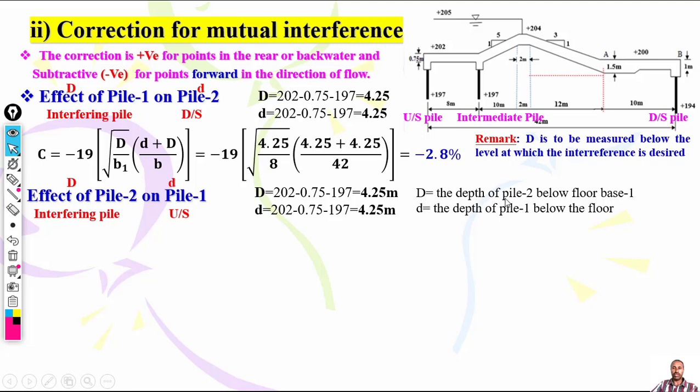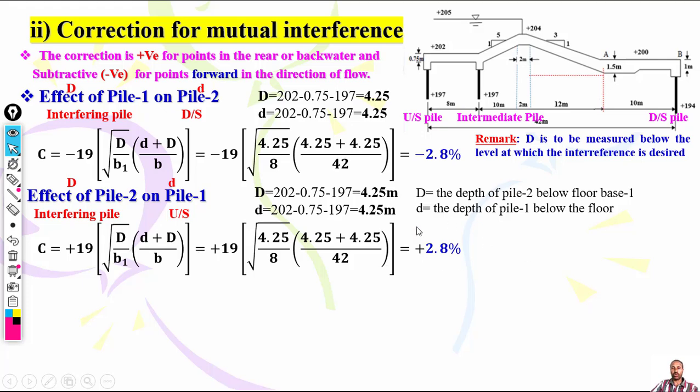So D is the depth of pile 2 below the floor of base 1. Capital D is just the depth of the second pile, which is this one, the interfering pile. You can write here interfering pile, the depth of the interfering pile below the base of the pile to be influenced, and small d is the depth of pile 1 below the floor automatically.